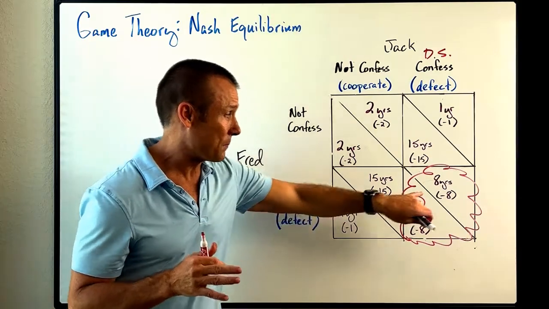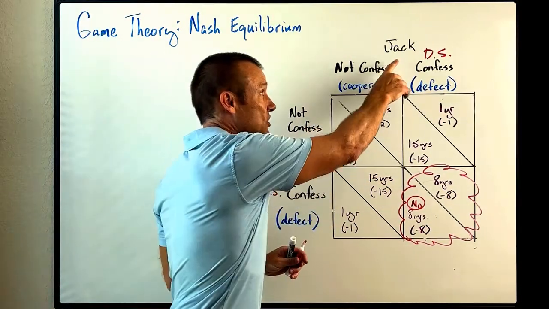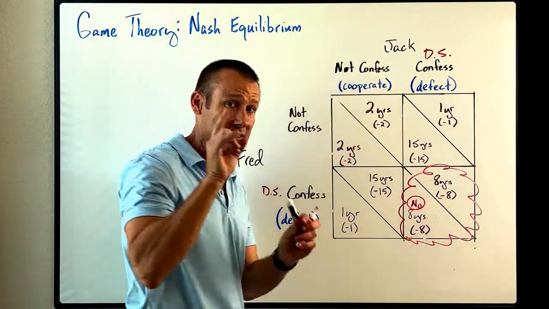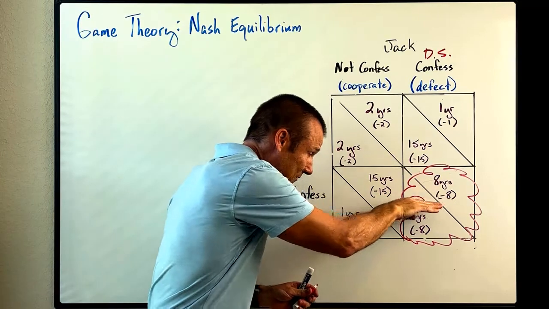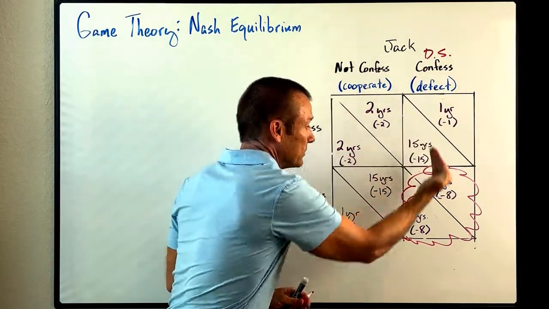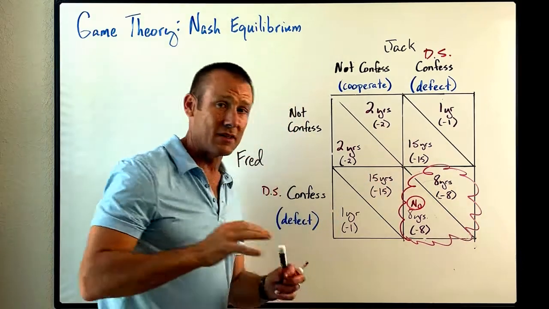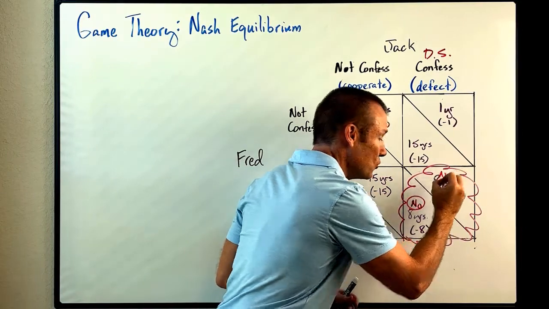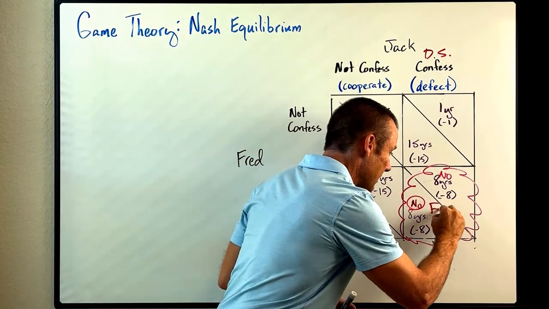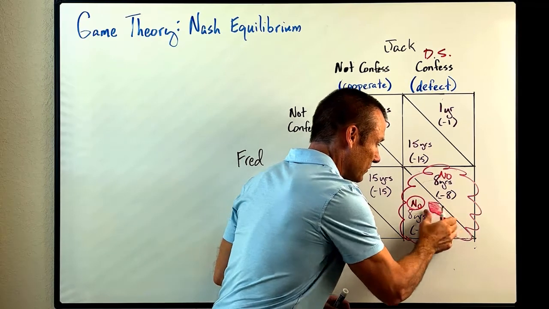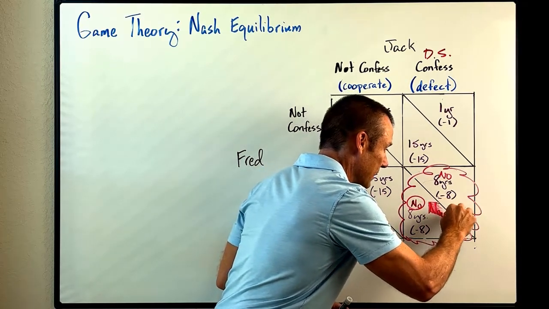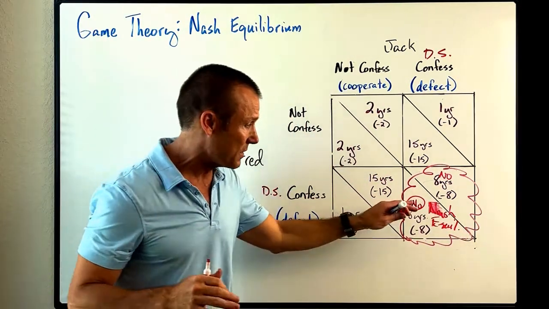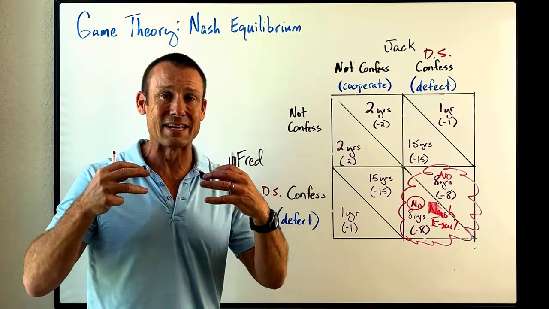So let's go to this one, okay? Look, does Jack have an incentive to change his strategy to go from confess to not confess, given Fred played confess? Given that Fred played confess, would Jack benefit from switching? The answer is no. He would go from 8 years to 15. You get 2 no's, and you have a Nash equilibrium. That's about as ugly as it can look, but you have found a Nash equilibrium if you get 2 no's when you analyze an outcome.